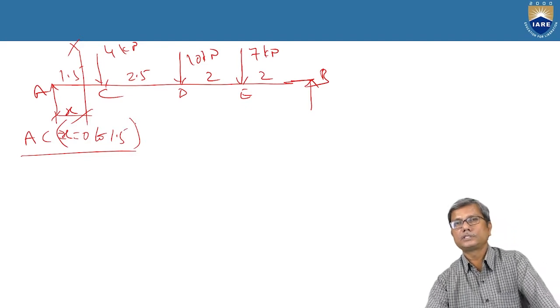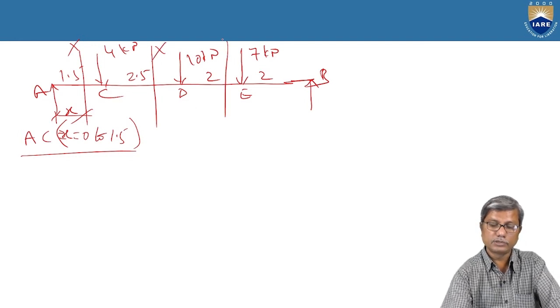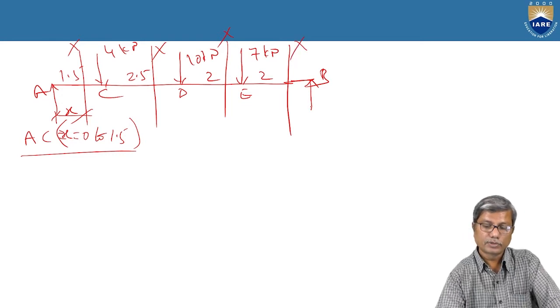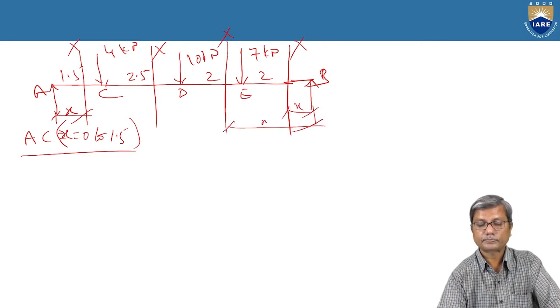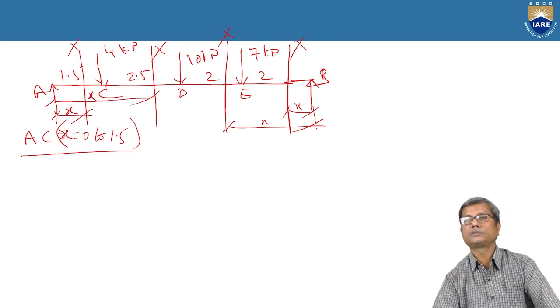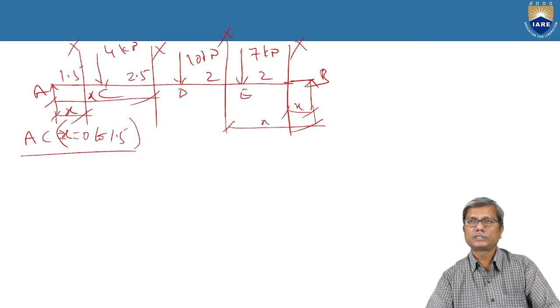Why do we need to consider so many sections? We need to consider one section between CD, one section between DE, and one section between EB. You can take the origin on either side, left or right, it doesn't matter. For these two sections, we will take the origin from the left, and for these two sections, we will take the origin from the right, as per our convenience.